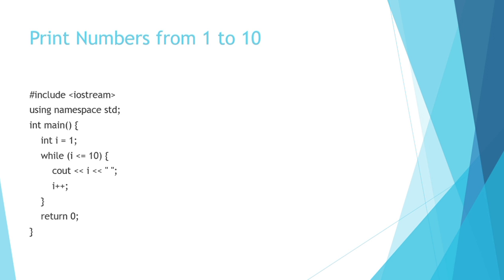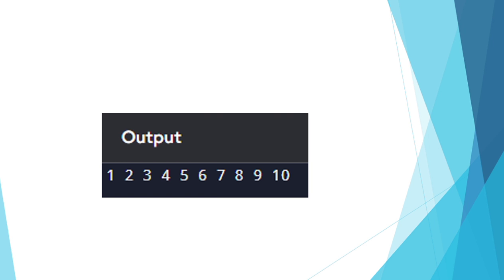return 0. After the loop finishes executing, the return 0 statement is executed. Return 0 indicates that the program has executed successfully and is ending without errors. In C++, returning 0 from the main function typically signifies a successful execution. After successful execution, the output will be like this.